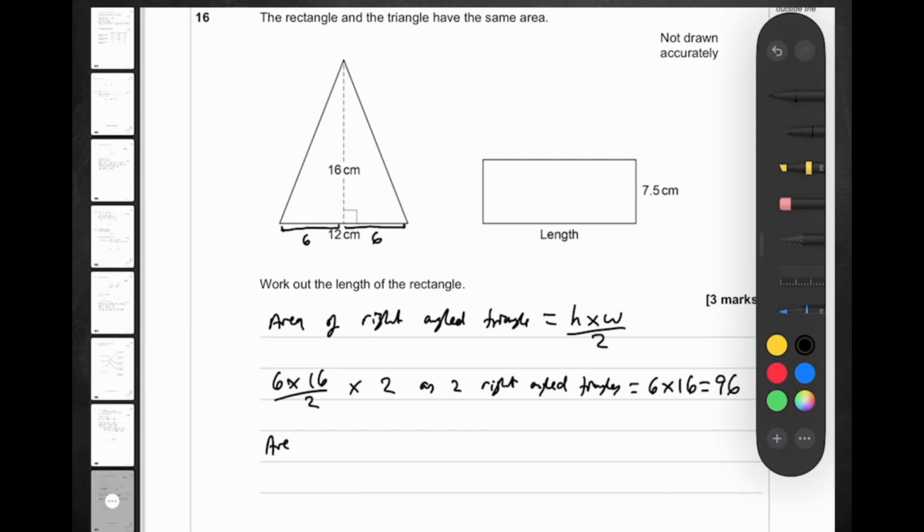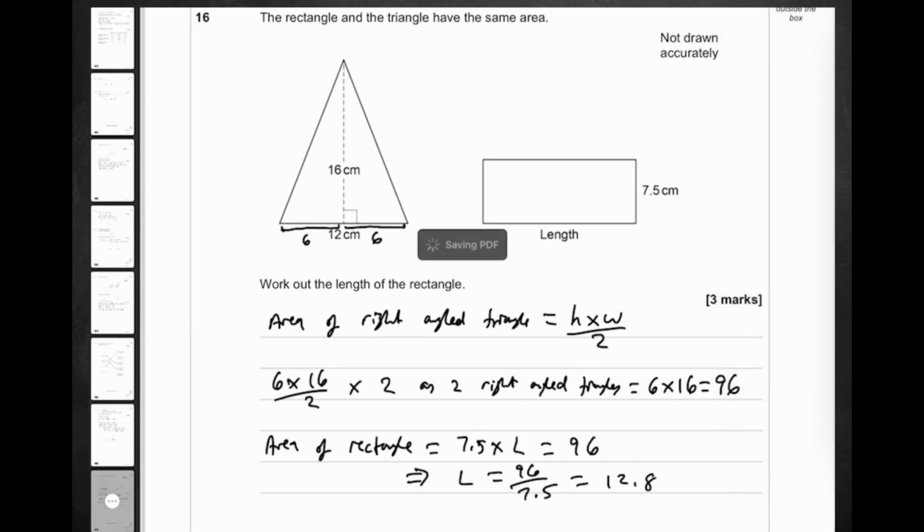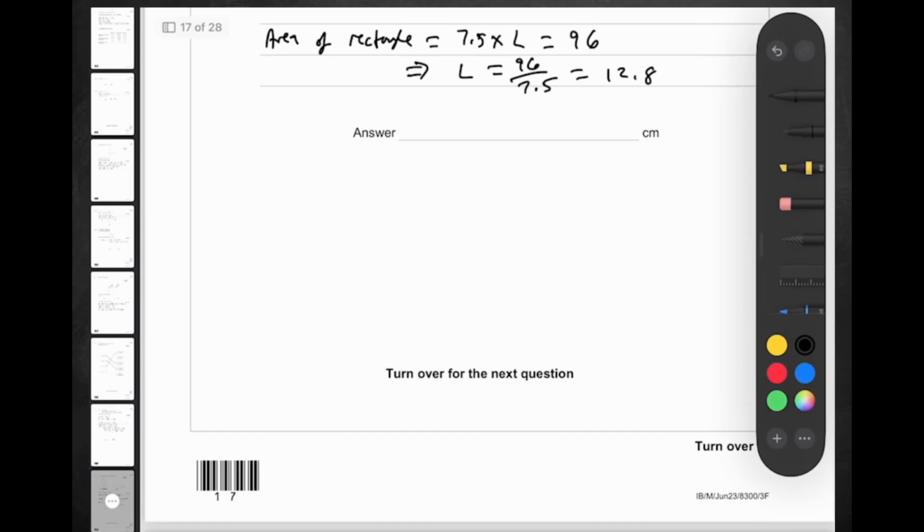So area of rectangle equals 7.5 times length, which equals 96. Therefore, length equals 96 divided by 7.5. Do that on my calculator. 96 divided by 7.5 gives us 12.8 centimeters. Just pop that in there.